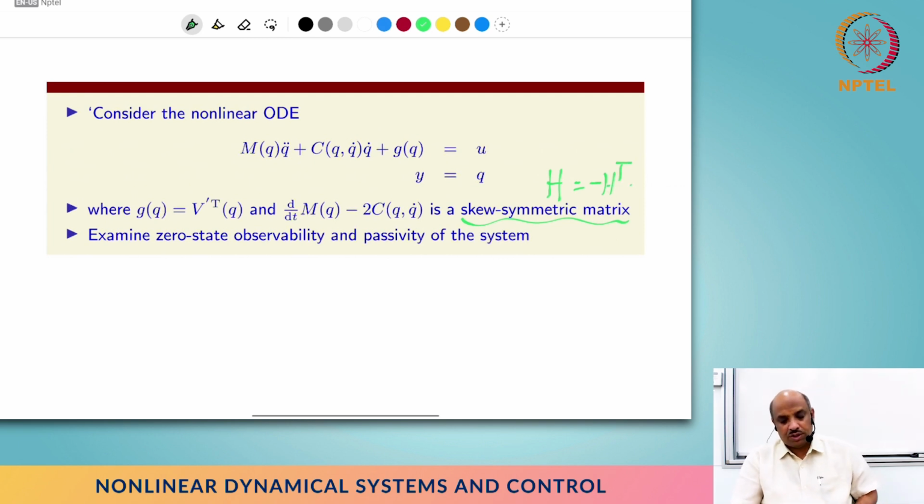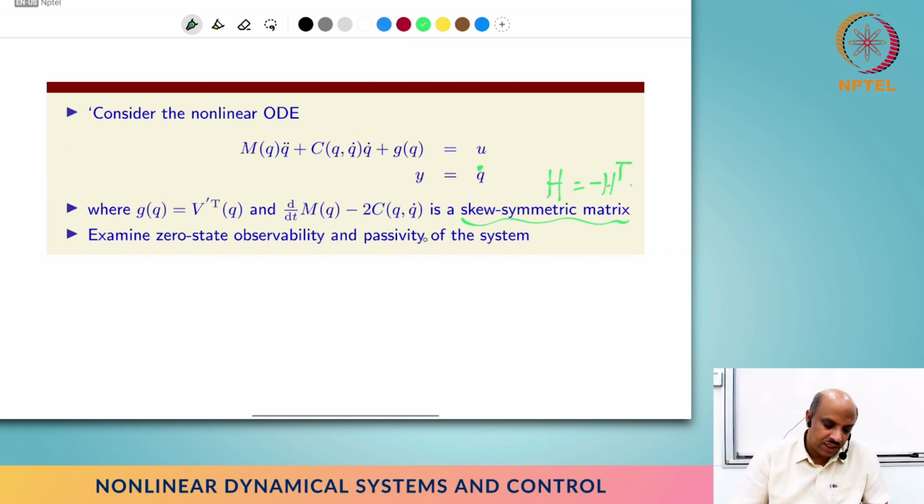Anyway, here we chose y equals q. I believe that's a mistake. I think it should be y equals q dot. And u is the force input, right? G is typically coming from potential energy, and let's call that potential energy V of q. The gradient of that, G of q, is going to enter the basic model. So V is in this particular case a potential energy, and it's a function of your position q, and the gradient is what determines G.